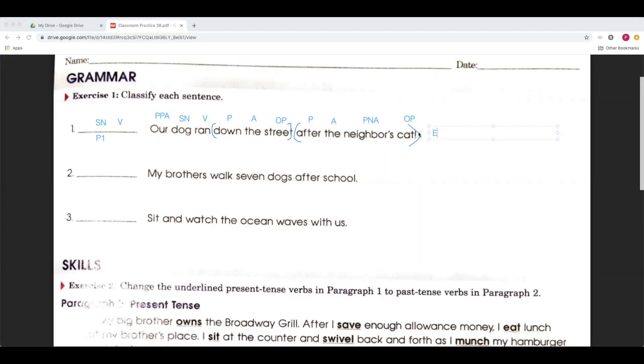We're going to go back and divide our subject from our predicate. Our dog is the subject. Ran down the street after the neighbor's cat is the predicate. Let's go to the next sentence.